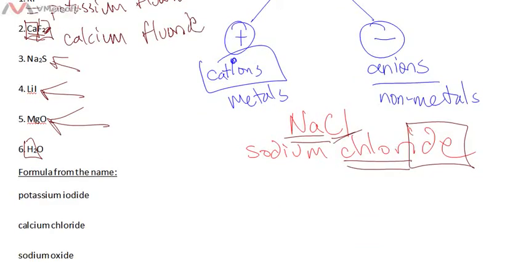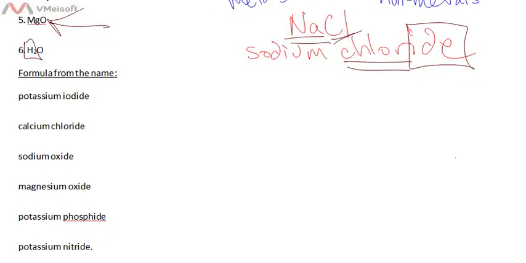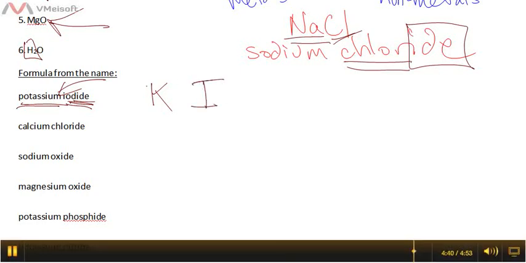Now let's talk about getting the formula from the name of an ionic compound. Well, essentially, here's what you do. Here's potassium. Write the symbol of it. Here's iodine. Write the symbol of it. But here's what you need to do. All ionic compounds are neutral.